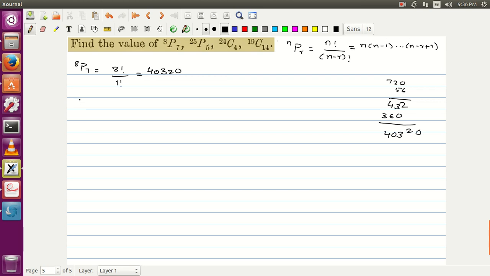So this answer is 40320, right? What will be the value of 25P5? This we know is going to be 25 factorial divided by 20 factorial. Now these are huge numbers, right? So instead of calculating factorials, it's easier to write it like this: 25 times 24 times 23 times 22 times 21, and we have to multiply this number and we have to get the answer. So you can use the calculator to get what the answer is going to be.